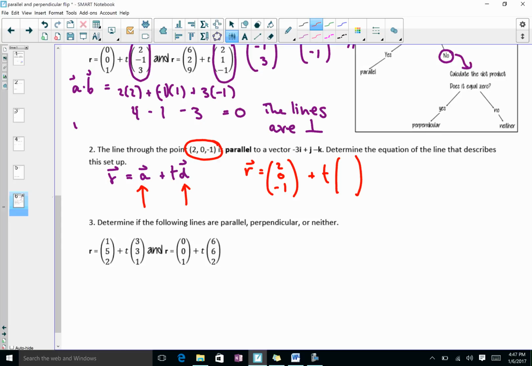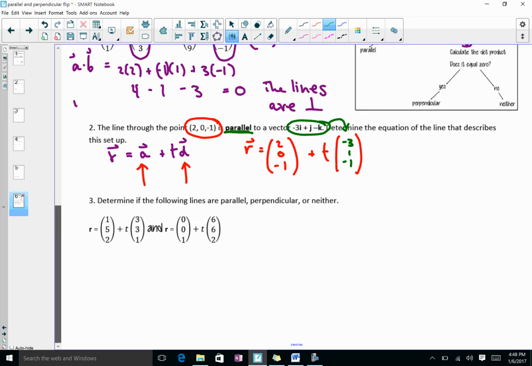And now I need my direction vector. Well, since this line that we're writing an equation for is parallel to this vector, -3i plus j minus k, all I have to do is take that vector and put it into my equation, because parallel vectors should be equivalent with a scale factor, which is why we have t to account for that. So this vector, -3i plus j minus k, will fill right in for my direction vector, and my final equation is written there, as you can see.